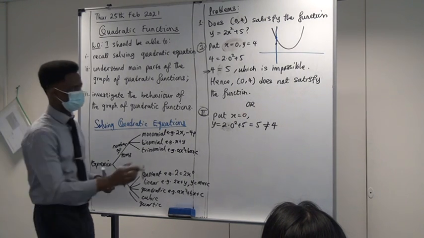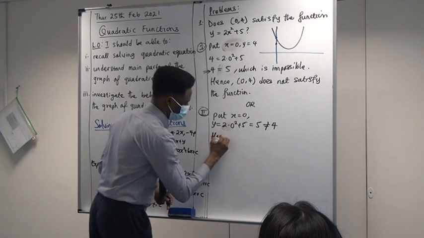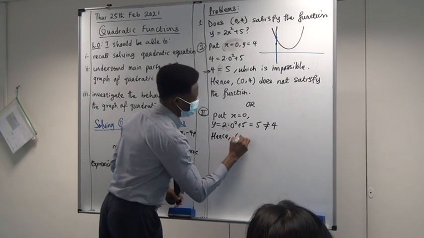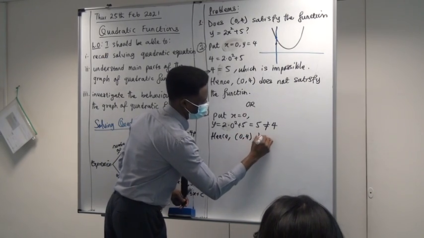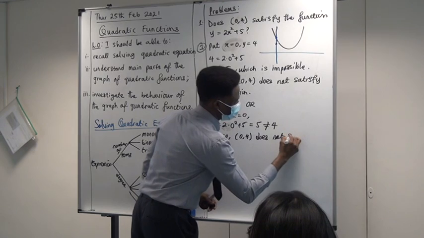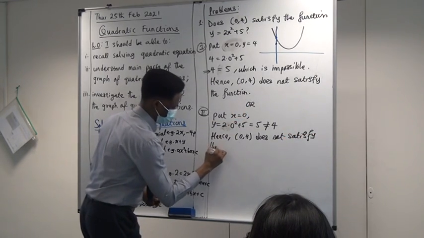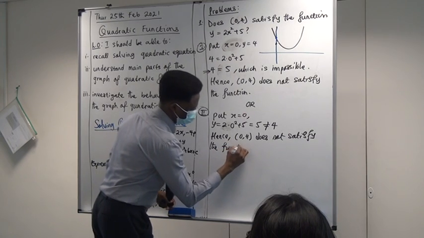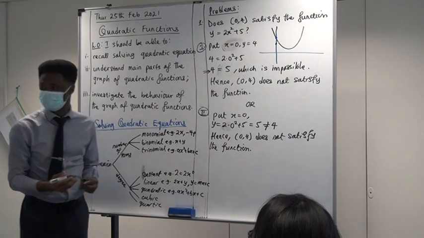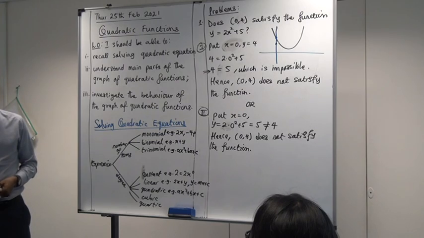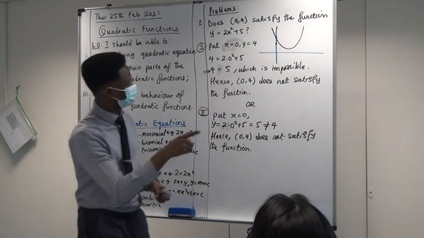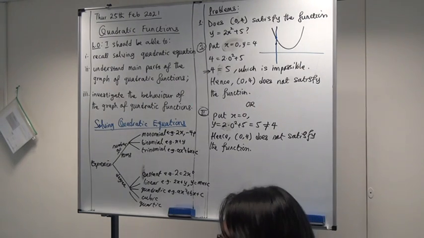So you conclude, as a result of this, x = 0.4 does not satisfy the function. So this is how I want you to communicate your ideas. Okay? So let's do the second one here.